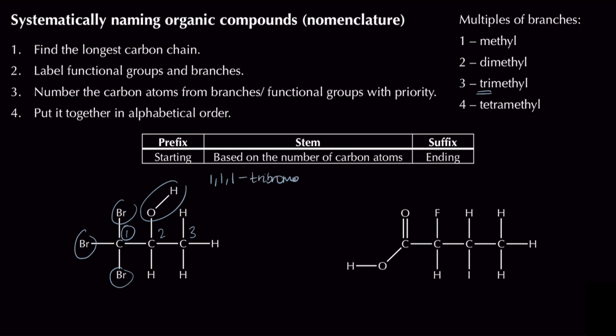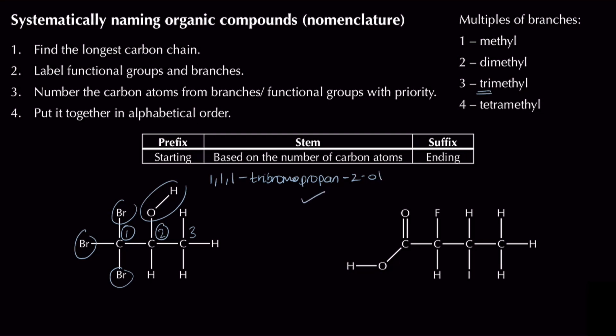That's our prefix done. What about our stem? Well, we've got 3 carbon atoms, so we would have prop, but then we've got an alcohol at position 2, so we would have prop, then 2, and then it's going to end in ol. And there's the next one named.